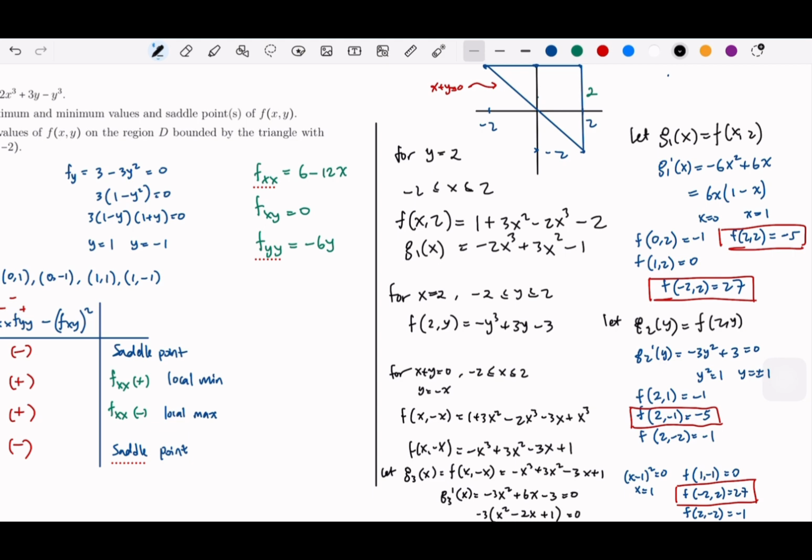Input x inside the formula, and then y is variable. Then taking that into rename a new function g2, and make the same method, and we have this equals 0. Y will be plus minus 1, and then this y with the same x equal 2, we are going to test 2, 1, and it's negative 1, 2, negative 1 is negative 5. And then the endpoints also check.